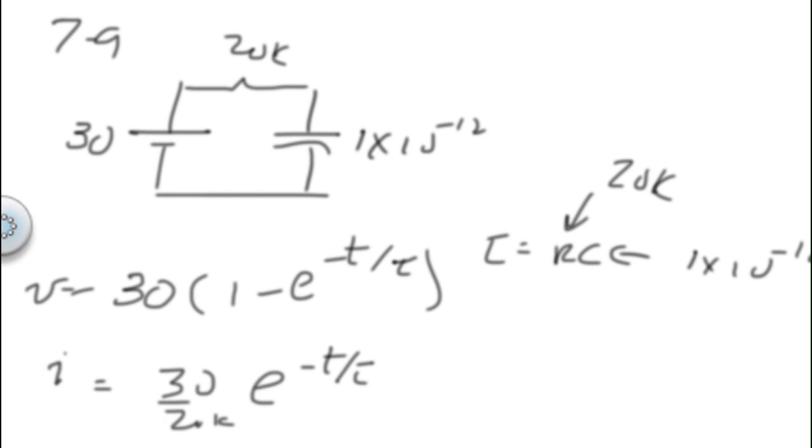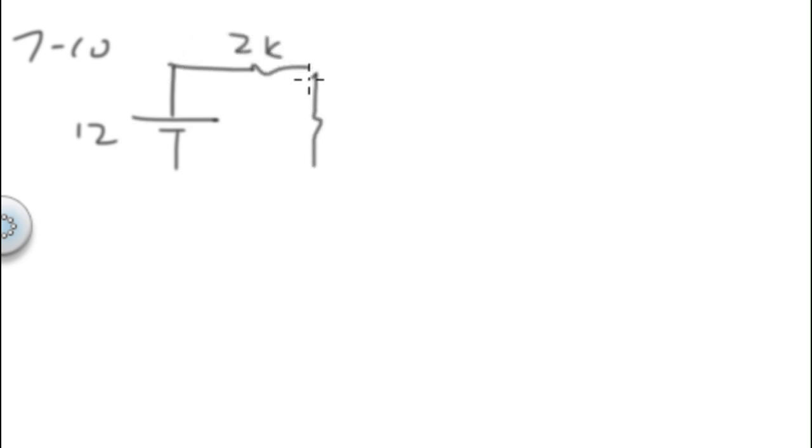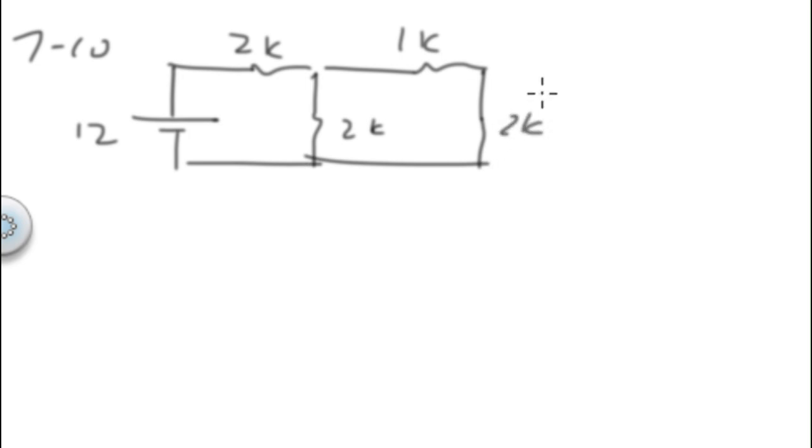Ten. So for 7-10, we have 12 volts, 2K, and 2K. And we have another 1K, and we have a 2K, and we have our capacitor. So let's Thevenize this.